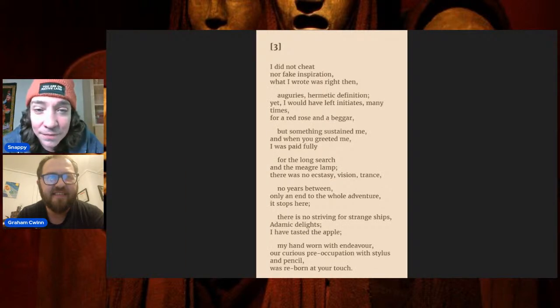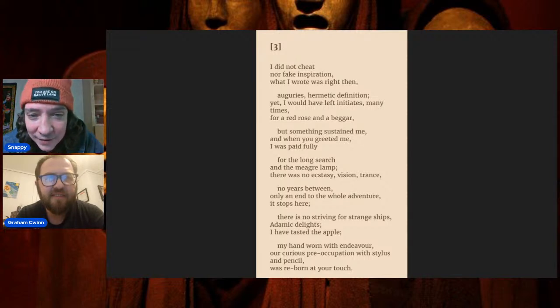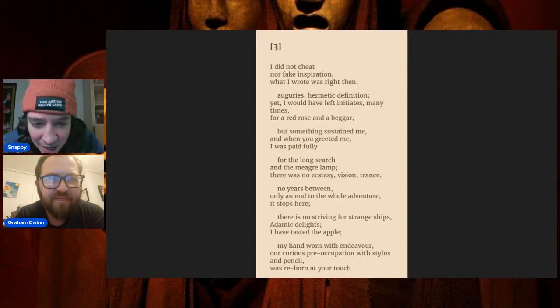I did not cheat nor fake inspiration. What I wrote was right then. Auguries, hermetic definition. Yet I would have left initiates many times for a red rose and a beggar. But something sustained me. When you greeted me, I was paid fully for the long search in the meager lamp. There was no ecstasy, vision, trance, no years between, only an end to the whole adventure. It stops here. There is no striving for strange ships, Adamic delights. I have tasted the apple. My hand worn with endeavor, our curious preoccupation with stylus and pencil was reborn at your touch.